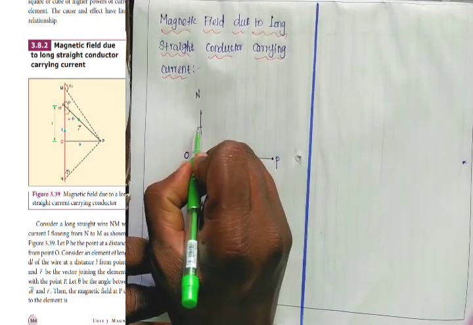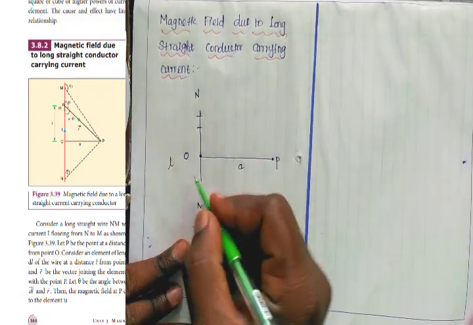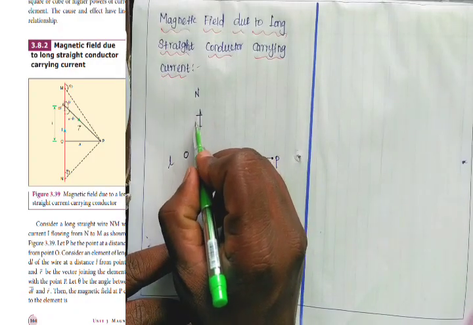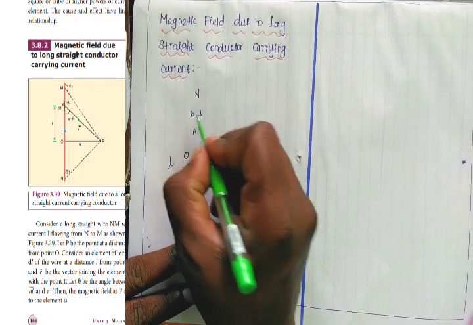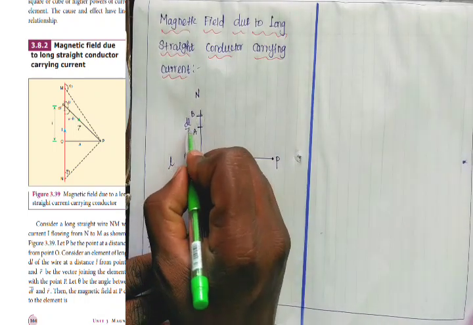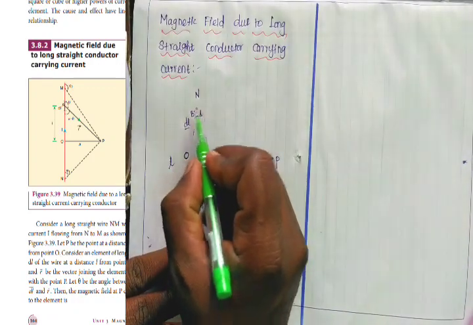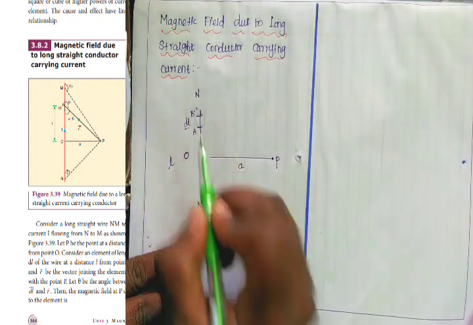And next we consider one small element of the conductor. The total length of the conductor is L. We consider one small element of the conductor, named AB, with small length dl. Total length L, small element length dl. In our textbook, A and B are put in the wrong places, so please change the labels: this one is B, this one is A.